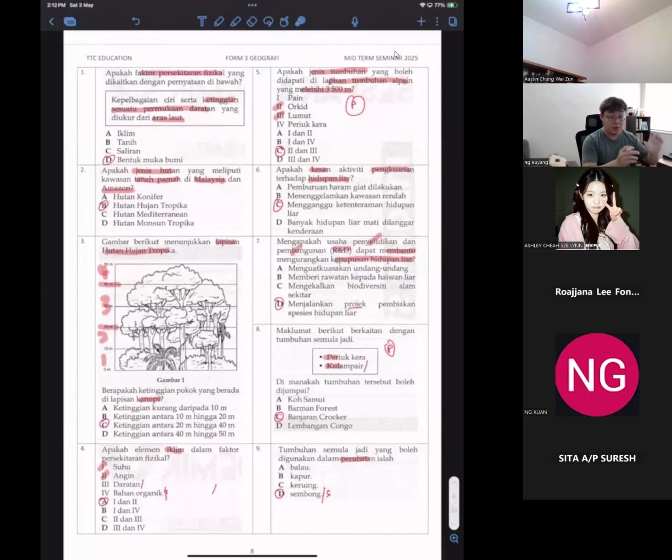Okay, so Bab 1 and Bab 2, combining these 2 topics, will have a maximum of 3 objectives from your bahagian A. So maximum 3 questions for the 2 chapters.